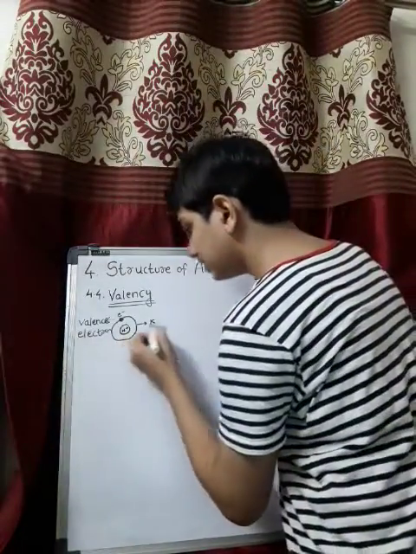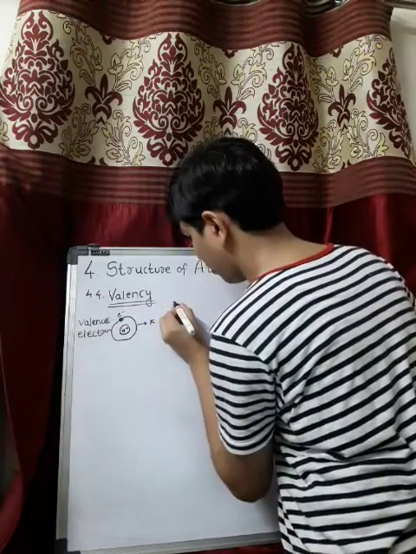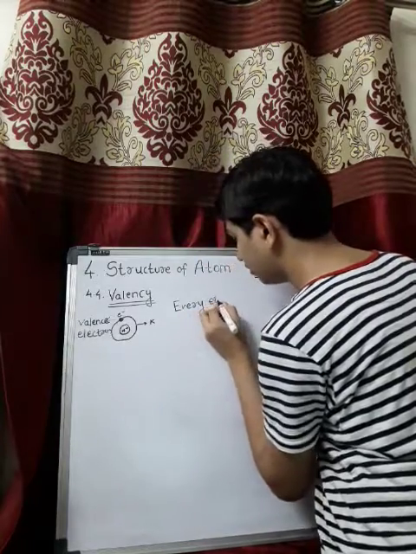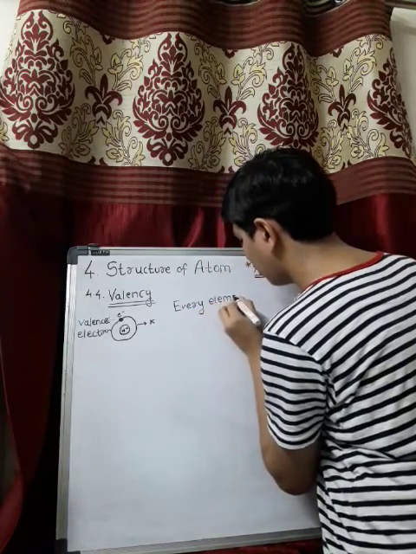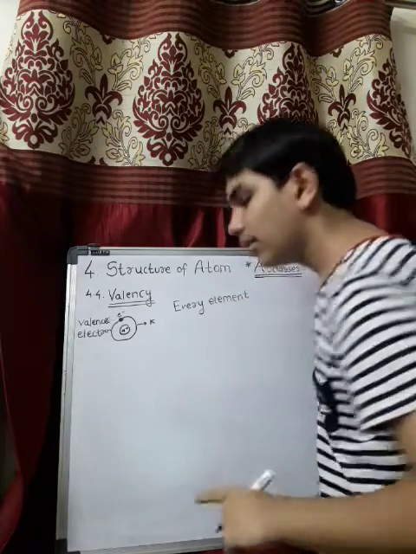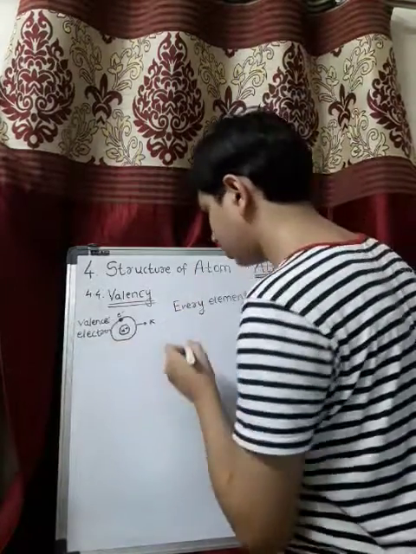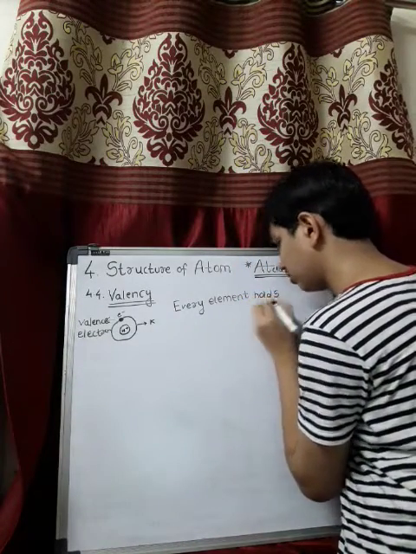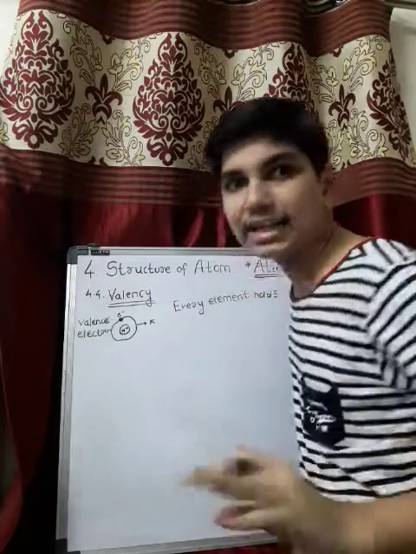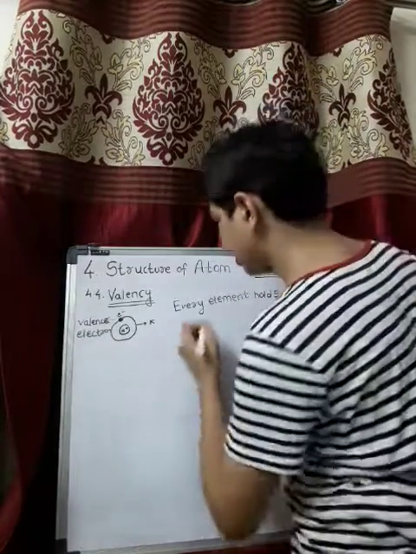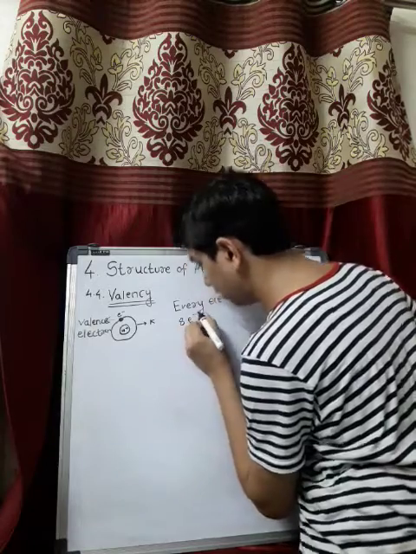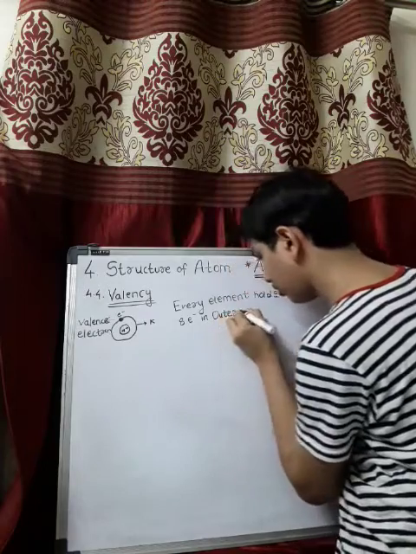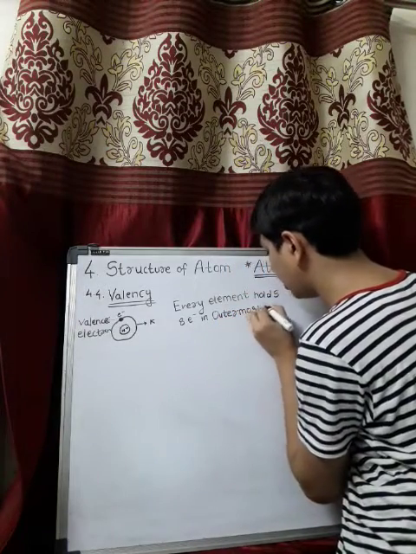Because every element holds only 8 electrons at the outermost shell. So I just write 8 electrons, 8 E minus, in the outermost shell.